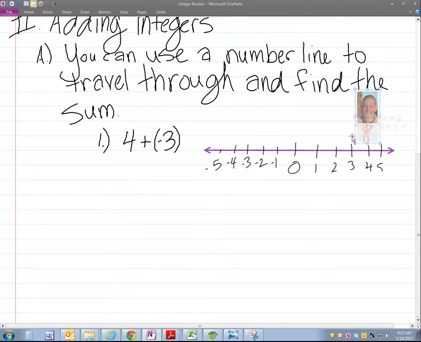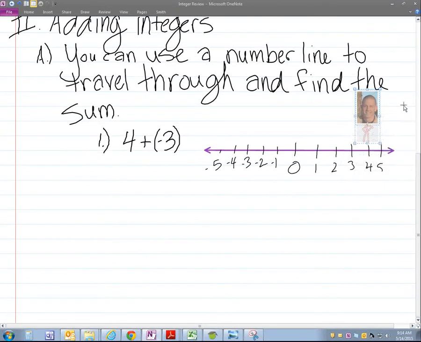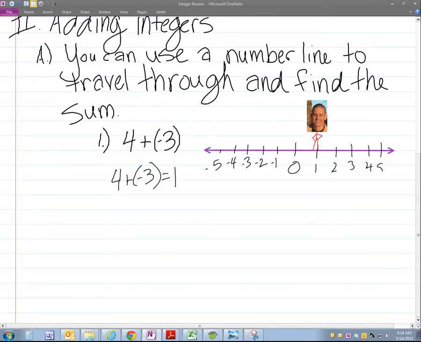Okay. So he starts at 4. We are going to be adding the -3. So does a negative on the number line go to the right or to the left? Left. So he's going to travel 1, 2, 3. Where did he end up? At 1. So I can take this and go 4 plus -3 is equal to 1.